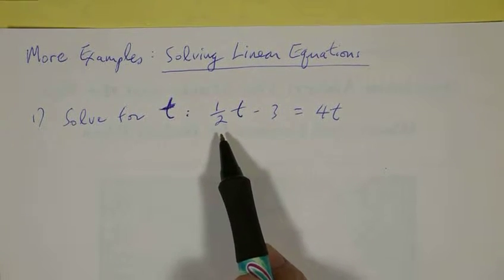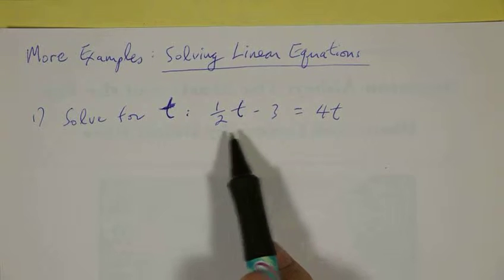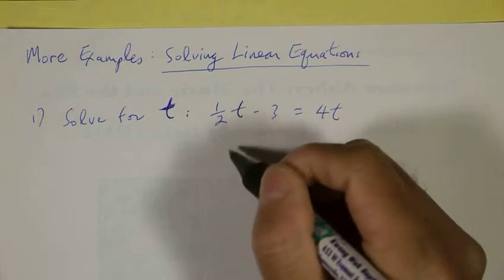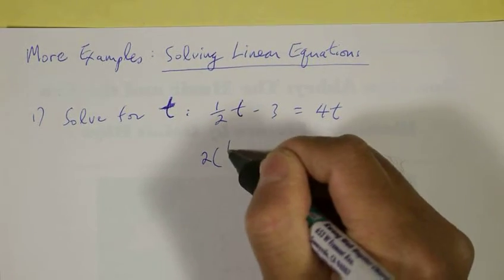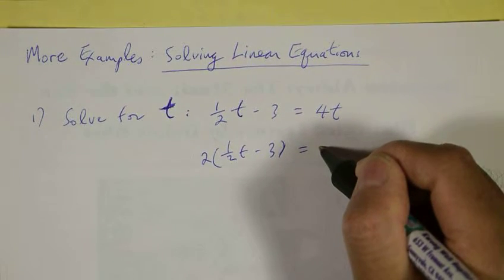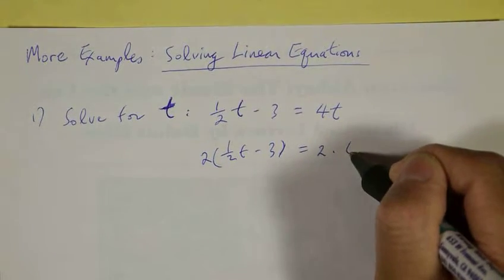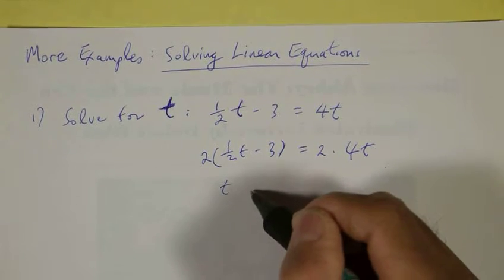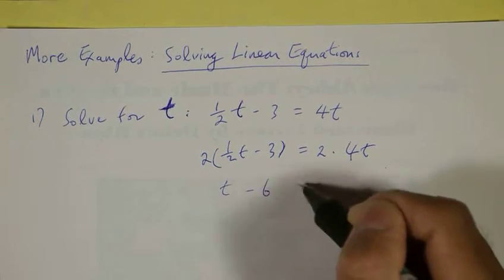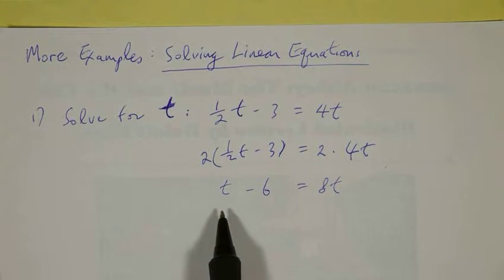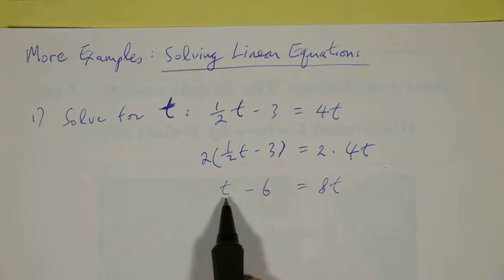The first step I recommend is to clear the fraction. You have 1/2 here, so how do I get rid of the 1/2? I would multiply both sides by 2. You have 2 times 1/2 t minus 3. On the right hand side, multiply 4t by 2, so 2 times 4t. So 2 and 1/2 cancel out, so you have t minus 3 times 2 is minus 6 equal to 2 times 4 is 8t.